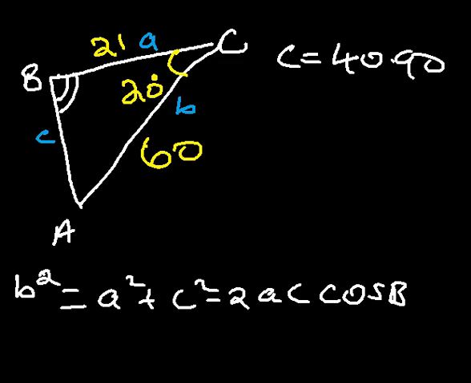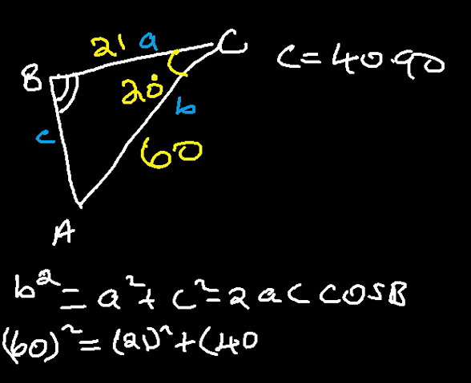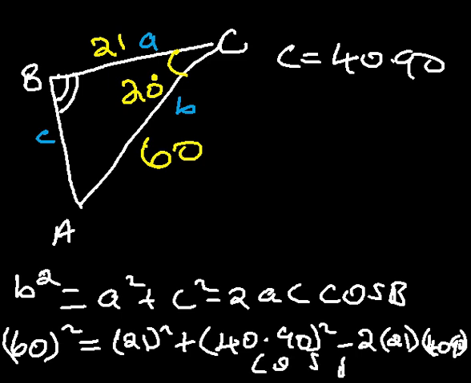And we have the value of the side B, which is given as 60. We'll have 60 to the power 2, which is equal to a, which is given as 21, to the power 2, plus c, which we have recently found, to the power 2, minus 2 times 21 times 40.90 times cos of angle B. That's what we are looking for.